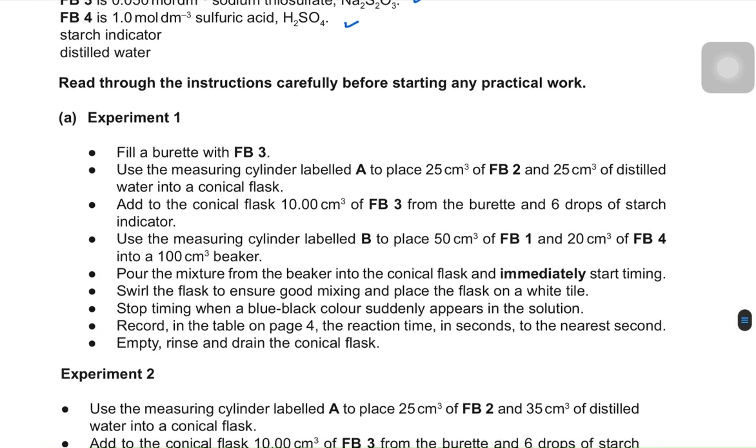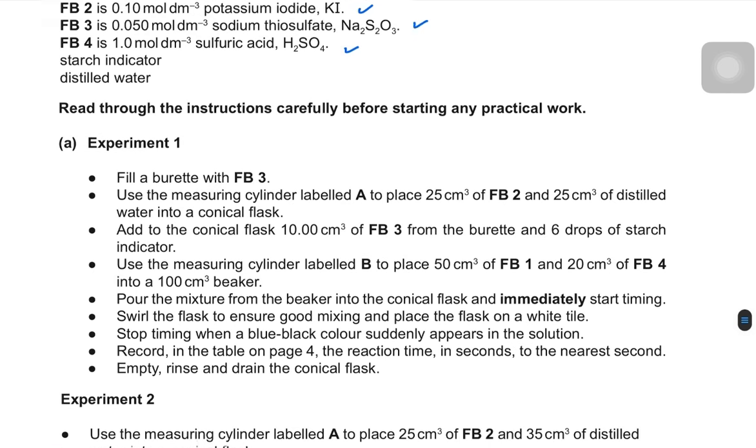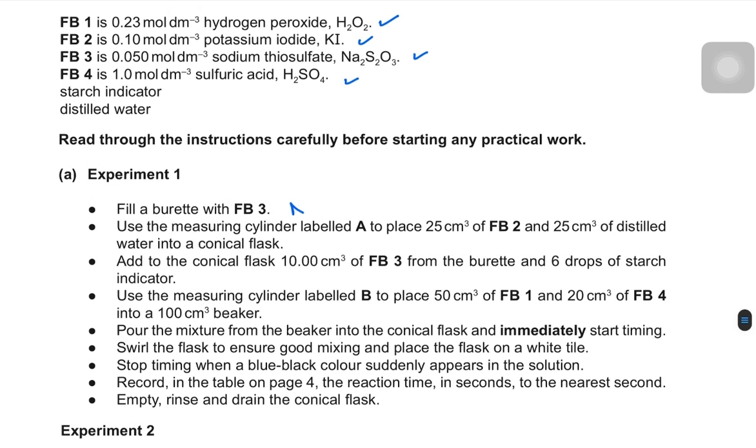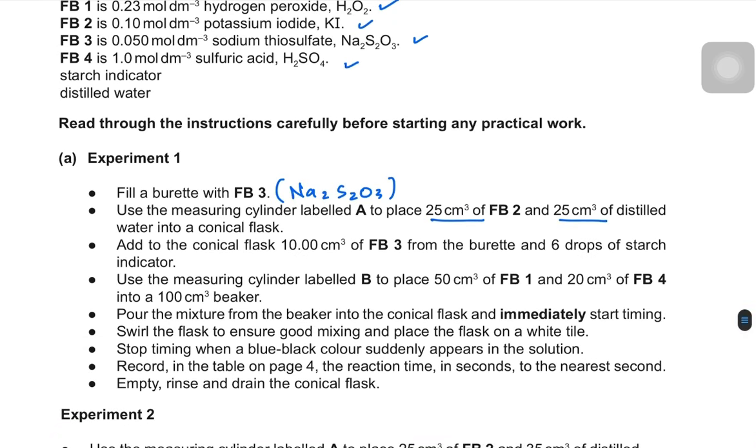I want you to pause if you wish and read the procedure thoroughly. I'm reading it very quickly. It's fill a burette with Fb3. Fb3 was the sodium thiosulfate, so the burette is going to have sodium thiosulfate. Use the measuring cylinder labeled A to place 25 cm cube of Fb2, which was potassium iodide, and 25 cm cube of distilled water into a conical flask. I'm just reading it. You can pause it if you wish to read it more slowly. Then it says 10.00 cm cube of Fb3 from the burette and 6 drops of starch indicator into the conical flask, obviously.